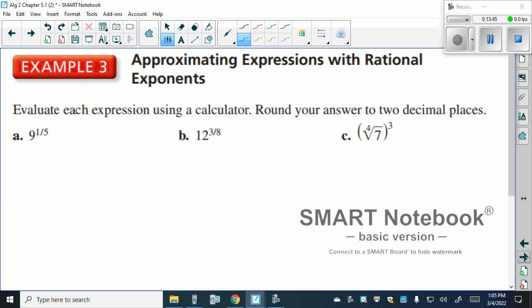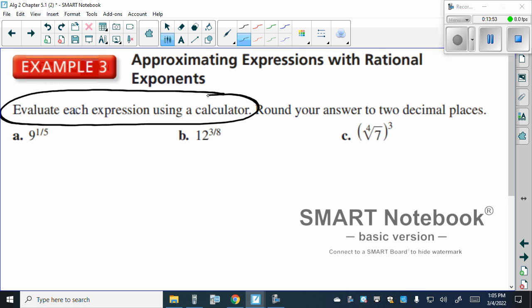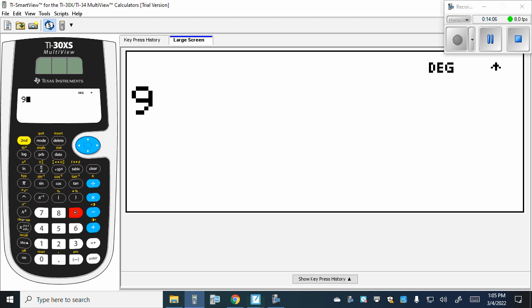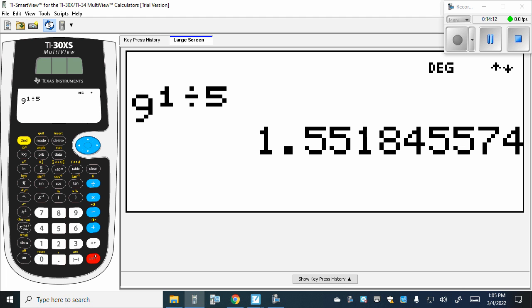The next set of 3 problems are some that I think that y'all like a little better. Evaluate the expression using a calculator. So we look at the first one, 9 to the 1/5. We can use the calculator and say 9 to the 1 divided by 5. And it tells us it's 1.55. We just plug it in. All we have to do to evaluate it using a calculator is we just type it in.